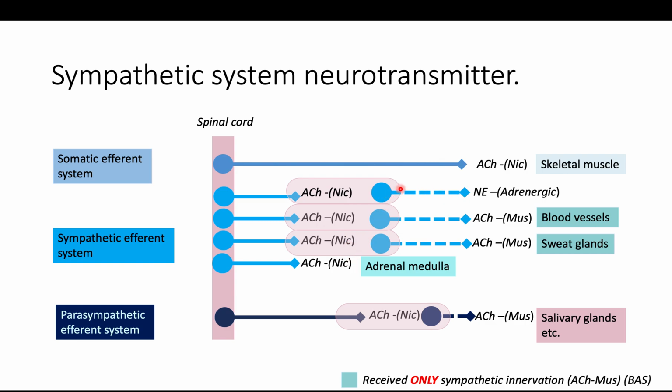neuron, some of it is going to release norepinephrine, and the receptors that receive this norepinephrine are called adrenergic receptors. Other than the nicotinic receptors that receive acetylcholine, we have another type of receptor known as the muscarinic receptors. For example, blood vessels and sweat glands have muscarinic receptors.